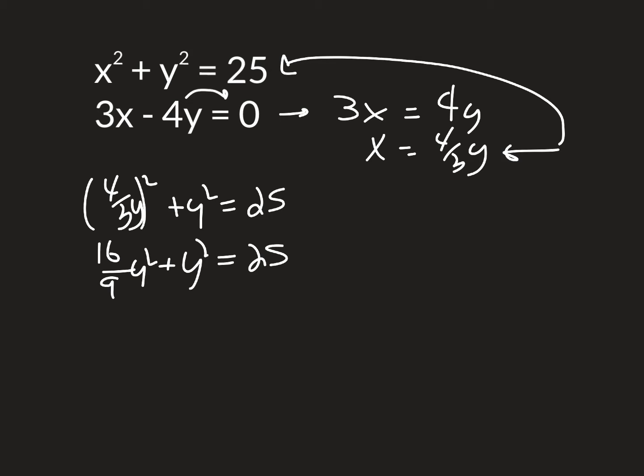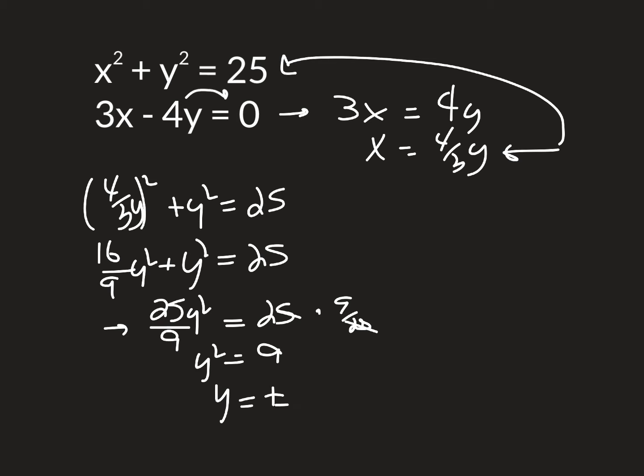The y squared by itself is really 1y squared, which is 9/9. So if I add those two, I get 25/9 y squared equals 25. Divide both sides by the 25/9. Remember, when you divide by a fraction, you really multiply by the reciprocal. So I'm really doing this, which means that the 25s will cancel. I get 9. Take the square root to get plus or minus 3.